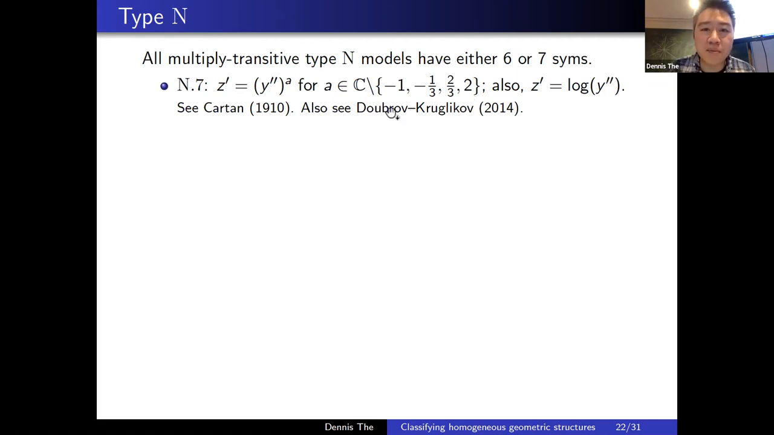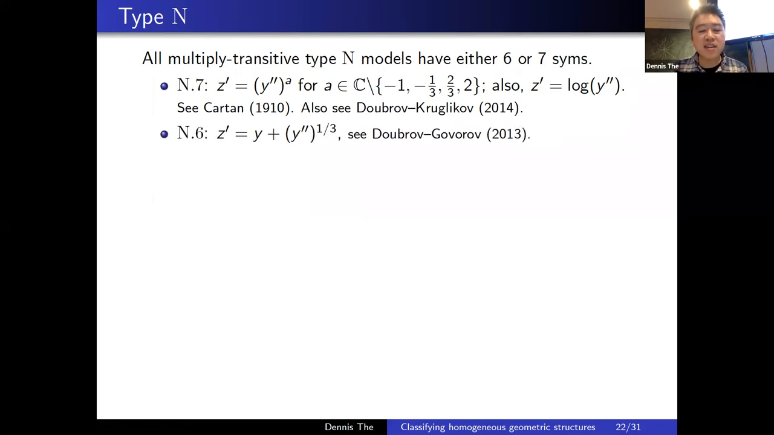I'll refer to Cartan or this paper of Boris Doubrov and Boris Kruglikov in 2014 for more discussion on this. The N6 case, this was the case that Cartan missed. This is the so-called Doubrov-Govorov model, discovered in 2013.